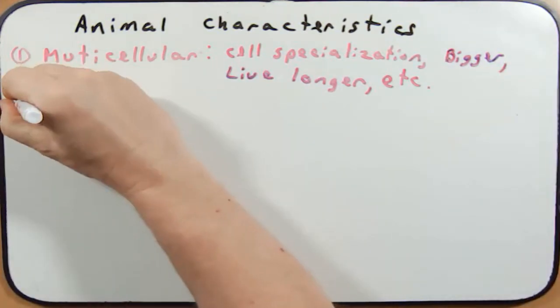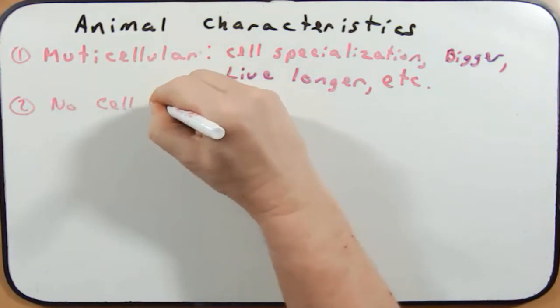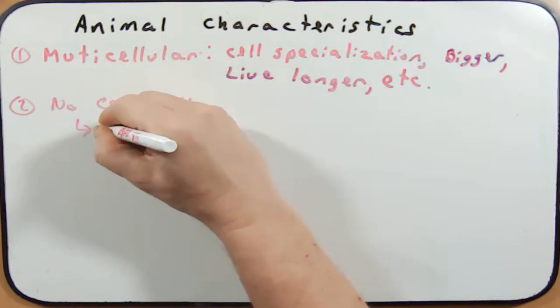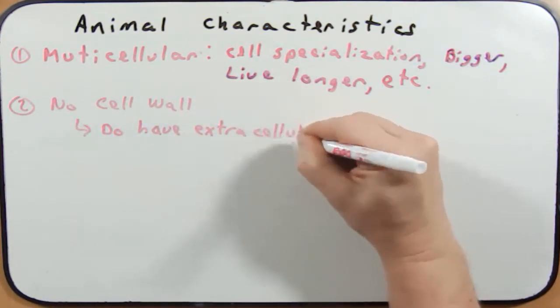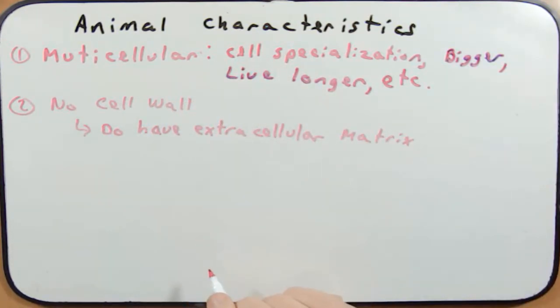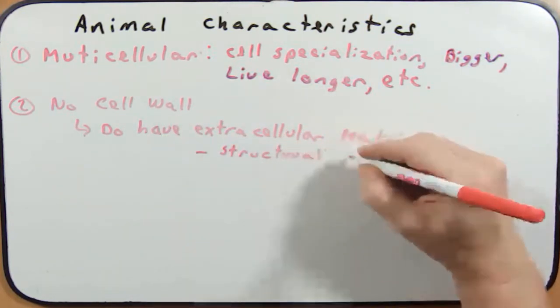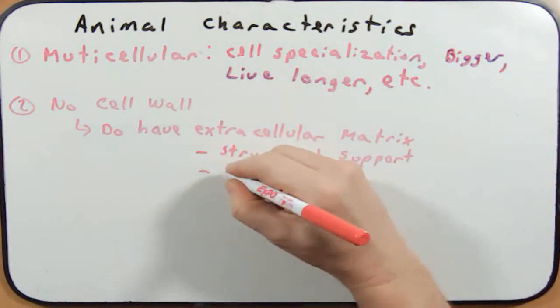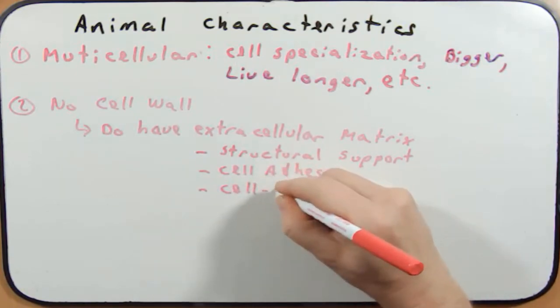The next characteristic is that they don't have a cell wall, so no cell wall. However, they do have an extracellular matrix. Remember, we've talked about the extracellular matrix before, but remember, it's important for structural support, cell adhesion, and cell-to-cell communication.